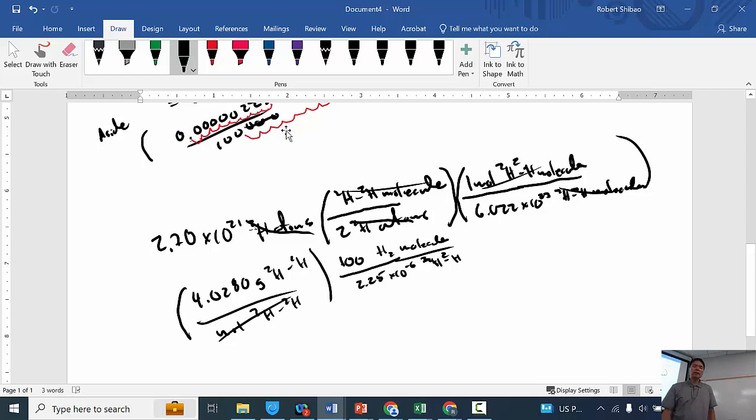This is not going to work because this is not grams. This is not out of 100 grams, I have 2.25 times 10 to the minus 6 grams. It's not grams. This is a percent by mole or percent by particle. And so I can't use this. Is there another percentage I can use?